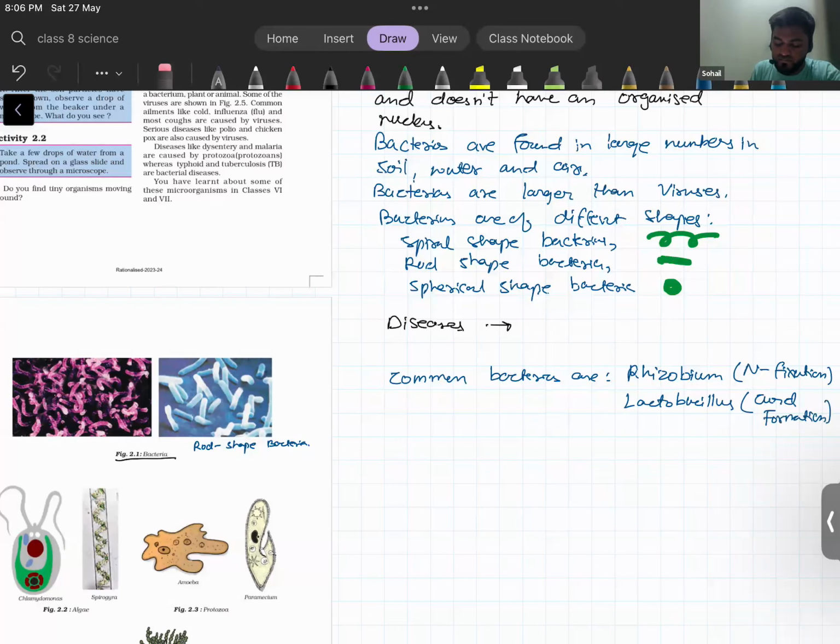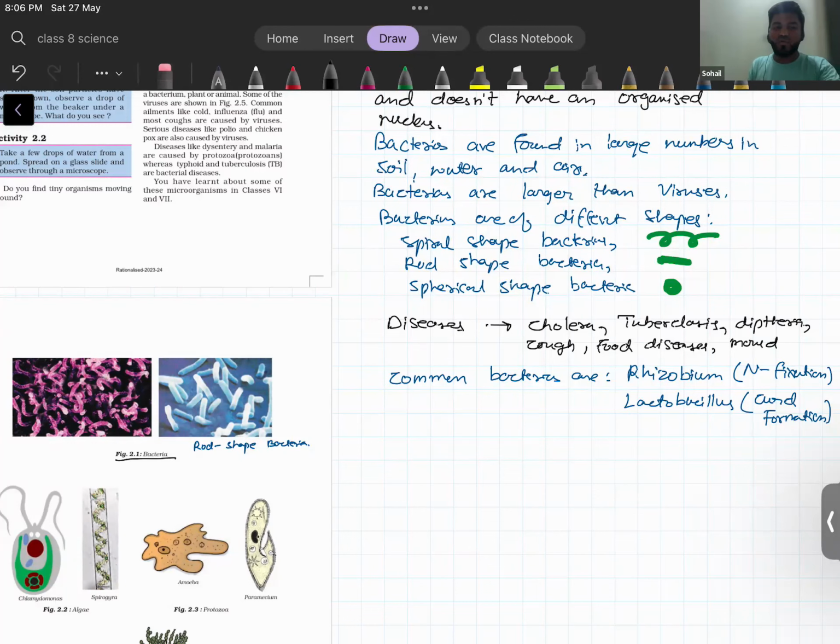Remember this thing. Now, we were talking about diseases spread by bacteria. So some of the most common diseases spread by bacteria are what? They are cholera, tuberculosis, and one more, diphtheria. Or the cough. Or even food poisoning. When the food gets spoiled, when it is contaminated, that is called food poisoning. So all these diseases are spread by bacteria. Yeah, mold, that is also a case of food poisoning.